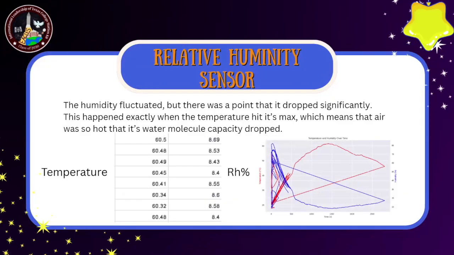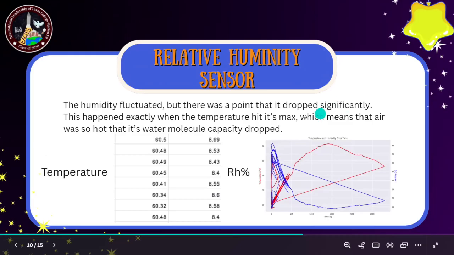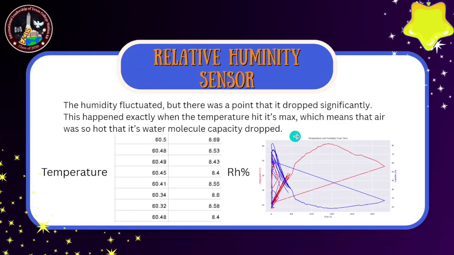And for relative humidity, it fluctuated, but there was a point where it dropped significantly, which happened exactly when the temperature hit its max, which we think meant that the air was so hot around the sensor, probably from the battery, that the water molecule capacity dropped.